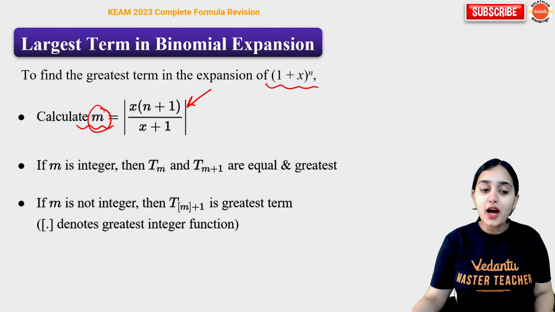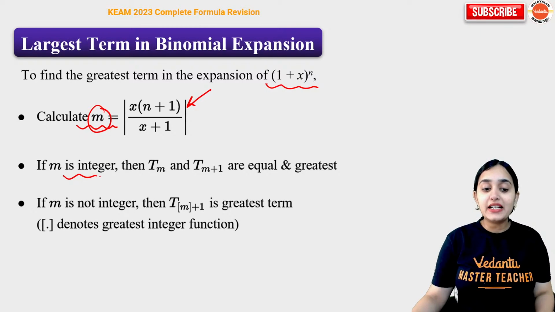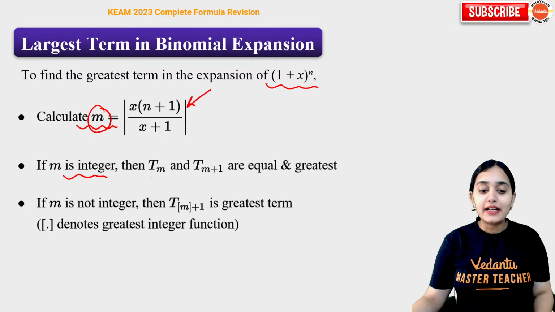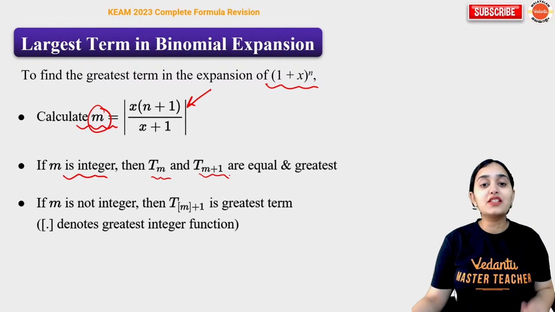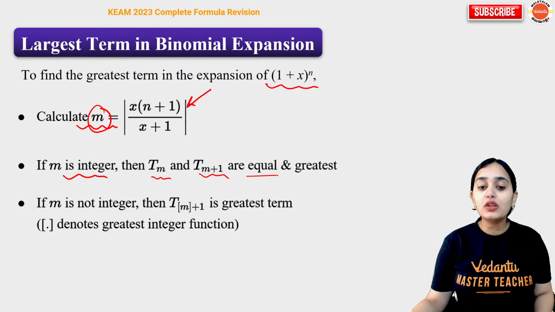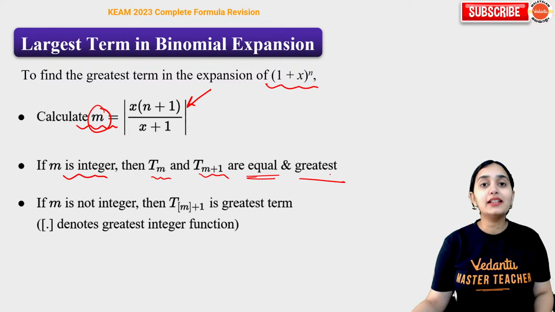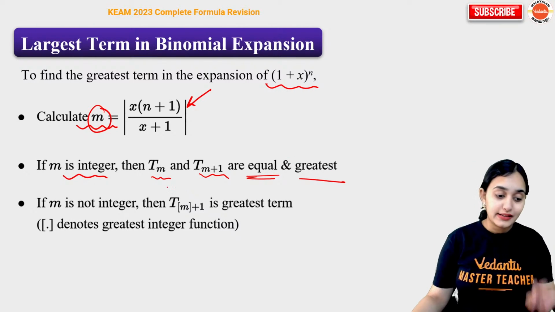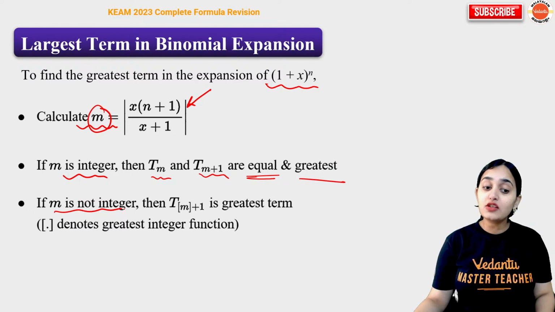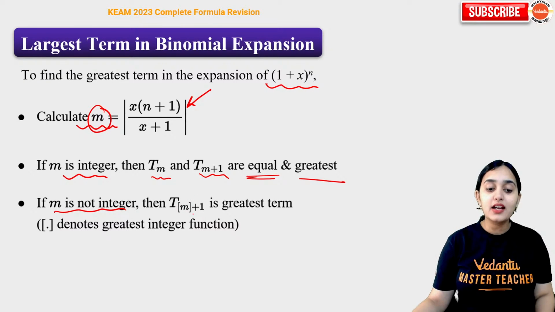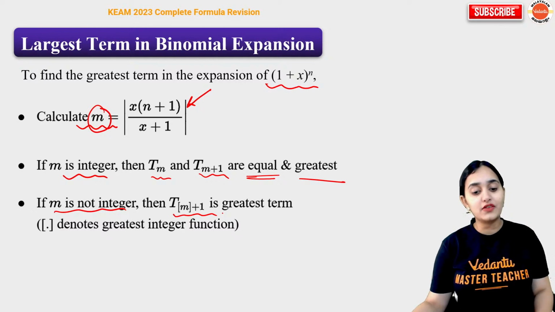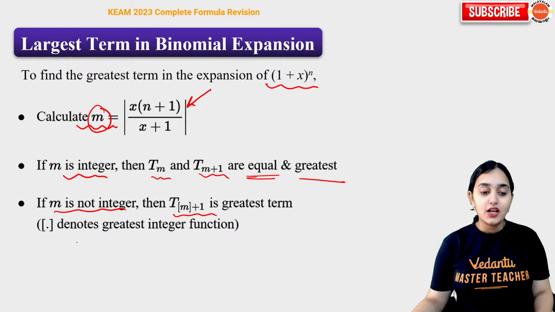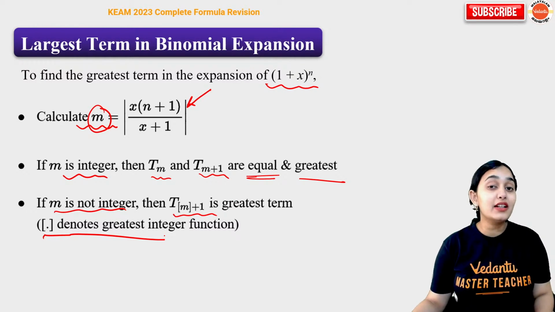Once you have found out m, if it is an integer, then the mth term and the m plus 1th term, they both are equal and are greatest. Second, if m is not an integer, then t of greatest integer of m plus 1 is the greatest term. So this square bracket denotes what?